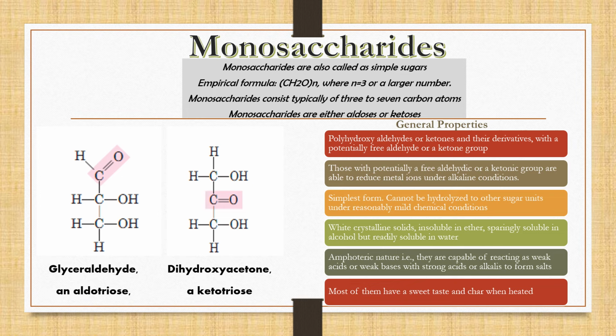Monosaccharides are also called simple sugars. They have an empirical formula of (CH2O)n, where n is equal to 3 or a larger number. Therefore, a monosaccharide consists typically of 3 to 7 carbon atoms, and they can either be aldoses or ketoses.